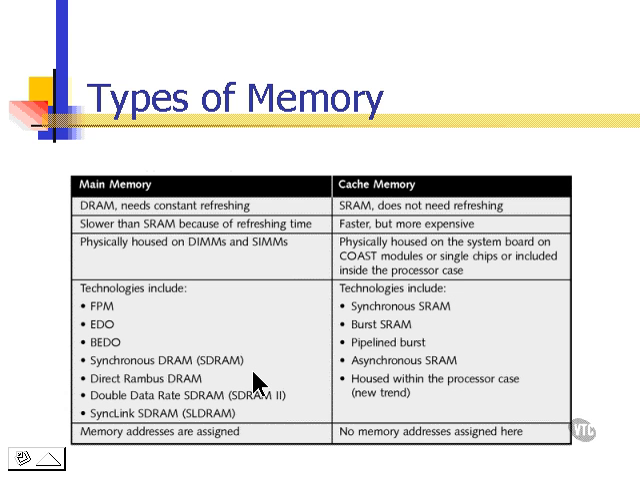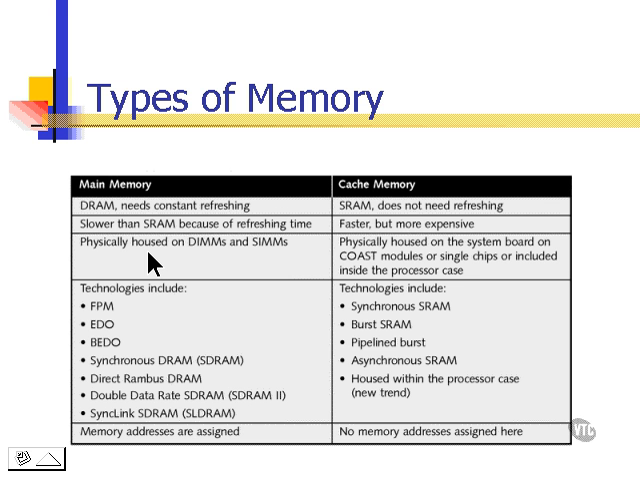Okay, so when we compare DRAM with SRAM, we notice a few things. DRAM needs constant refreshing. This makes it slower than SRAM. SRAM doesn't need refreshing, but it's more expensive.